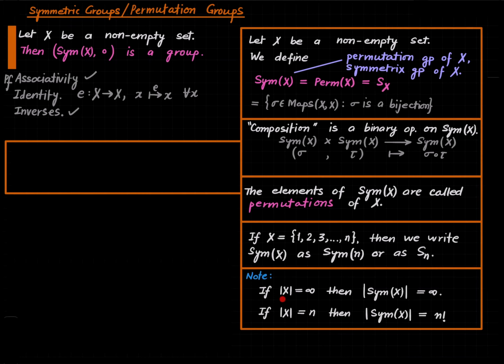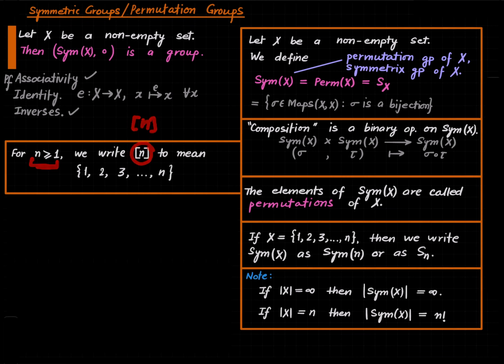Also note that if x is infinite, then the permutation group of x is infinite, and if x has size n, then the permutation group of x has size n factorial. So this is a simple set theoretic exercise, something that we learn in high school. Anyway, I'm sure you can figure this out. Also, let us introduce a notation. It's a very standard notation in combinatorics. If n is any positive integer, then this symbol, we make a bracket and write n, means the set of the first n natural numbers.